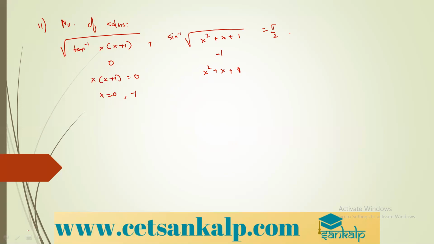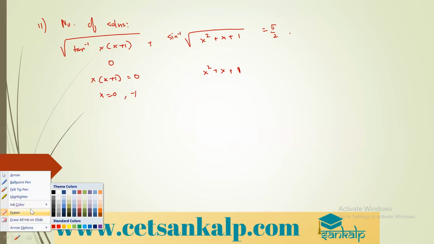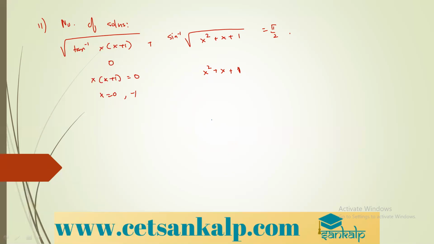That means in order to get 1, what am I doing? I'm guessing. Total I must get 1. This is the shortcut method. What I'm doing is the shortcut method. Total I must get 1. So I can't put x equal to 1. Of course, I can put x equal to 0. I will get 1. So x equal to 0 is already taken.